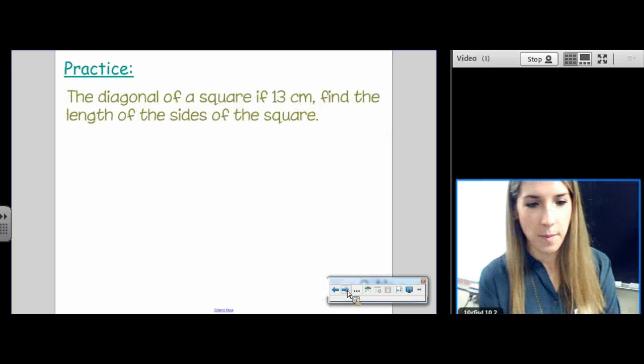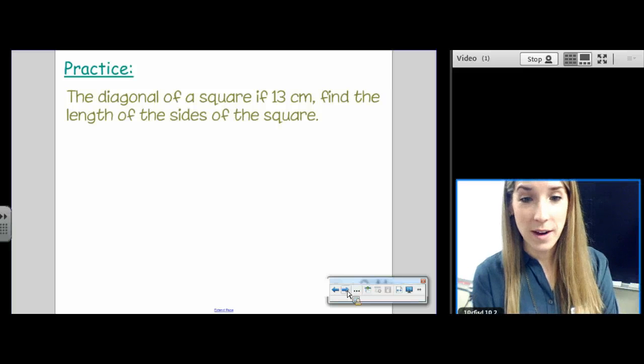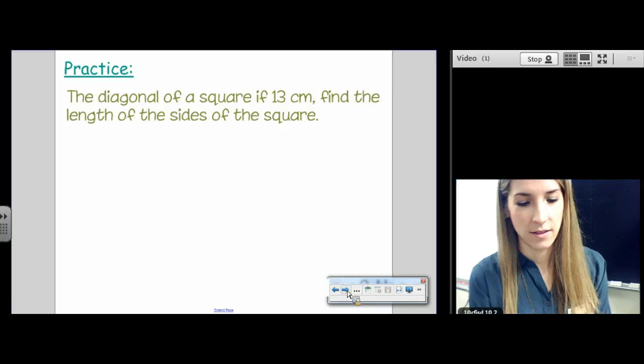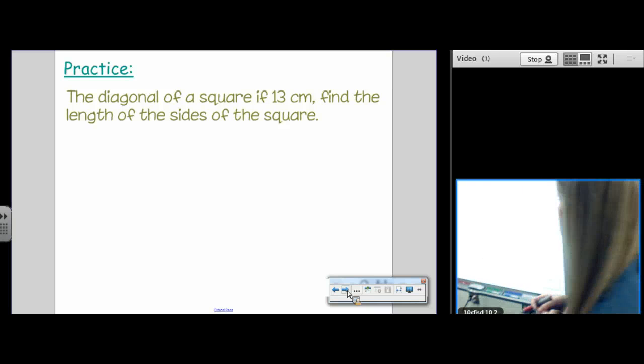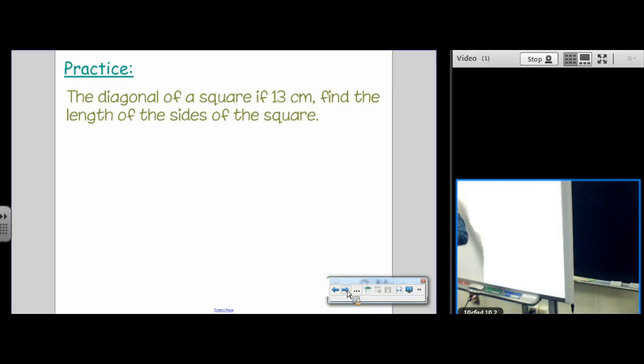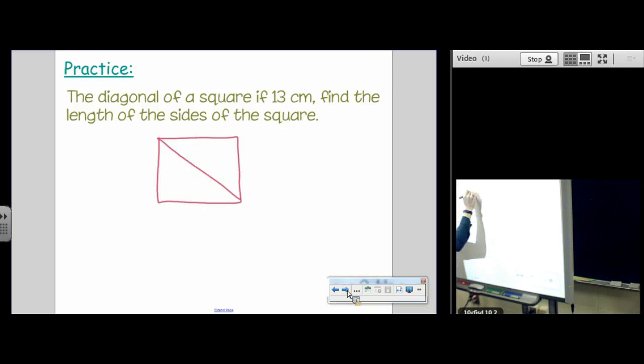All right, draw yourself a picture. The diagonal of a square is 13 centimeters. Find the length of the sides of the square. So hopefully you're beginning this problem with a picture. Draw yourself a square with a diagonal. We know squares have 4 right angles. The diagonal of a square is 13 centimeters. Find the lengths of the sides of the square.